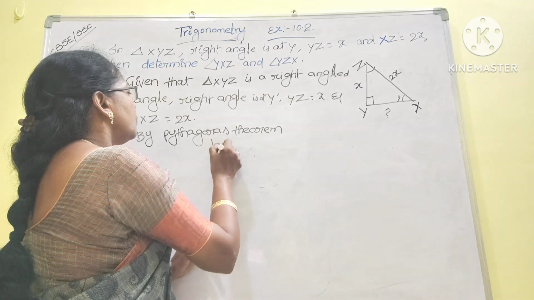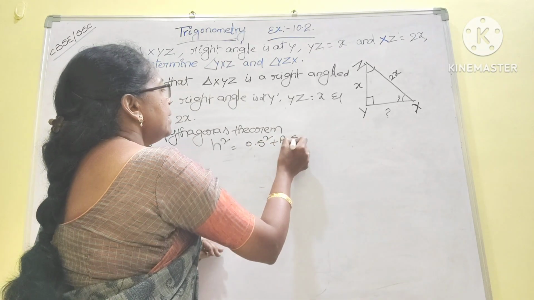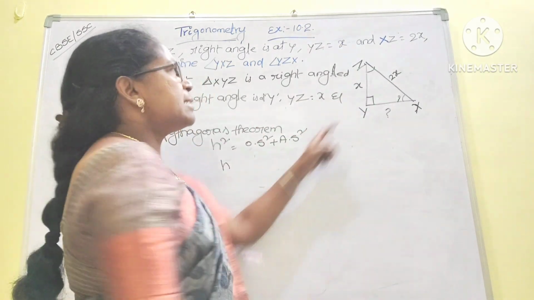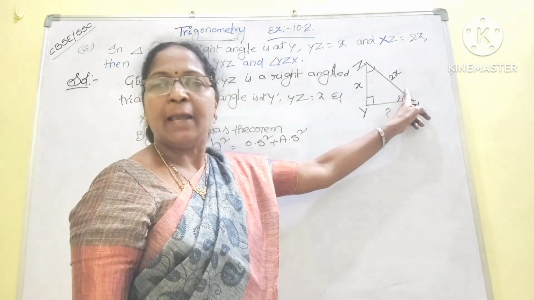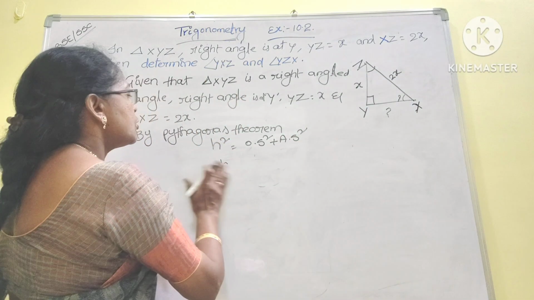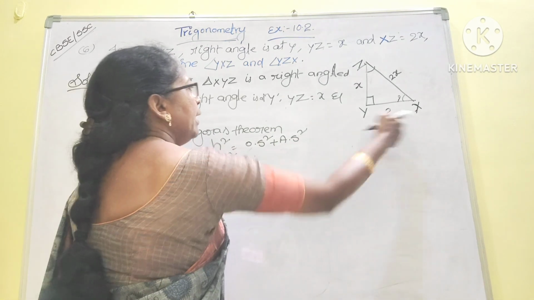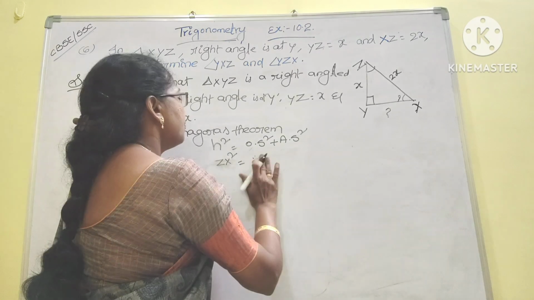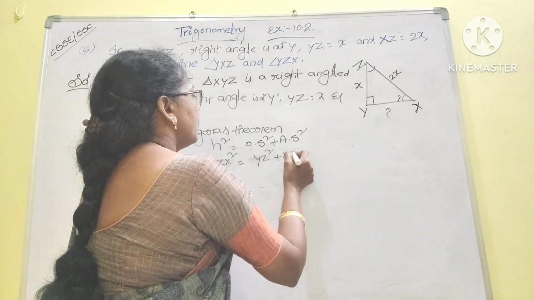Hypotenuse square equals opposite side square plus adjacent side square. Here, what is the hypotenuse? This slant line, the longest length in this right angle triangle, we call the hypotenuse. So ZX is the hypotenuse. So here you can write ZX square equals XY square, opposite side is YZ. So first write according to that, YZ square plus adjacent side XY square.